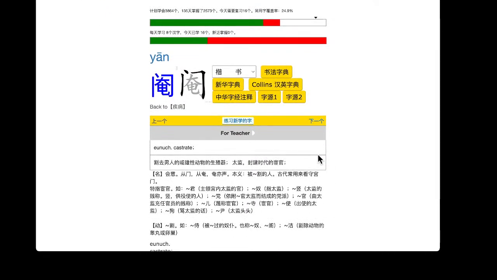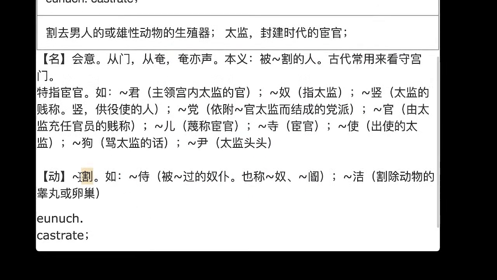And now we've got yin. Yin, which referred to eunuchs or castration. The word for castration, yin ge, is what we called it. Ge meaning to cut. So you'll see this has got a little knife blade on the right there.